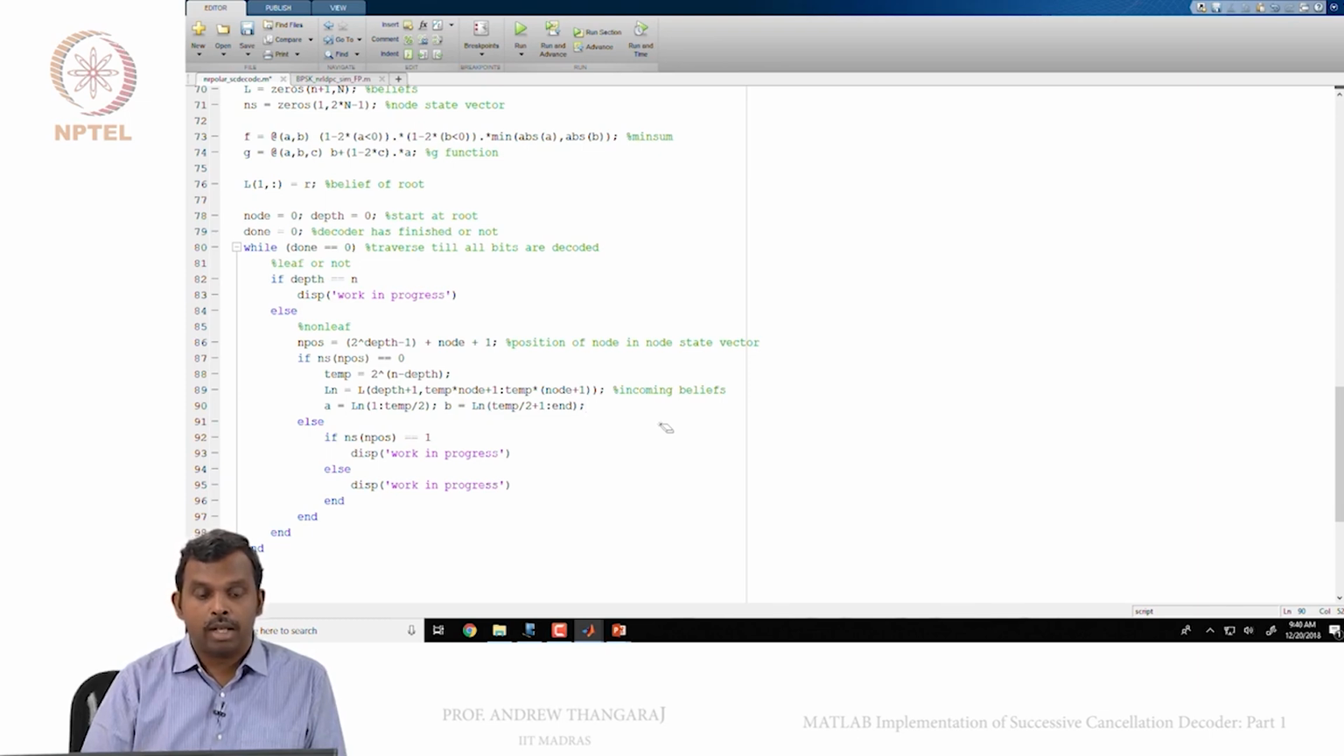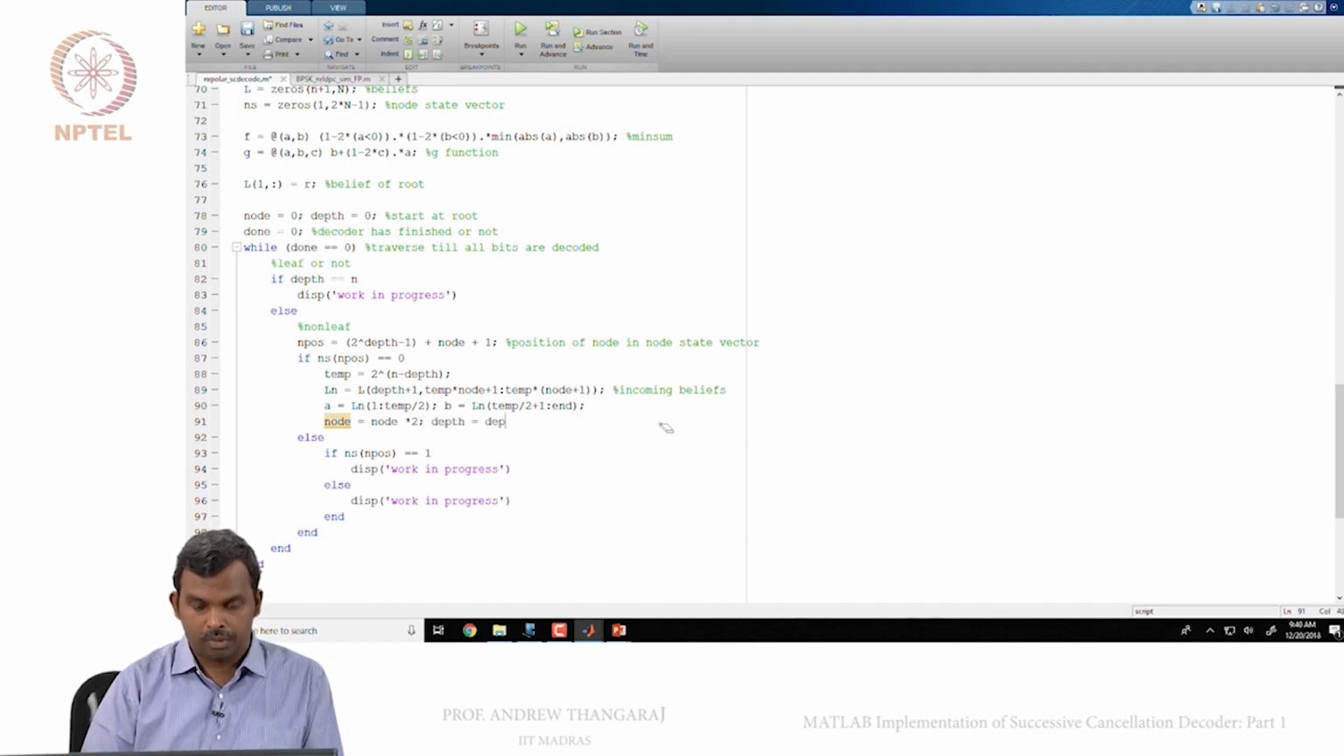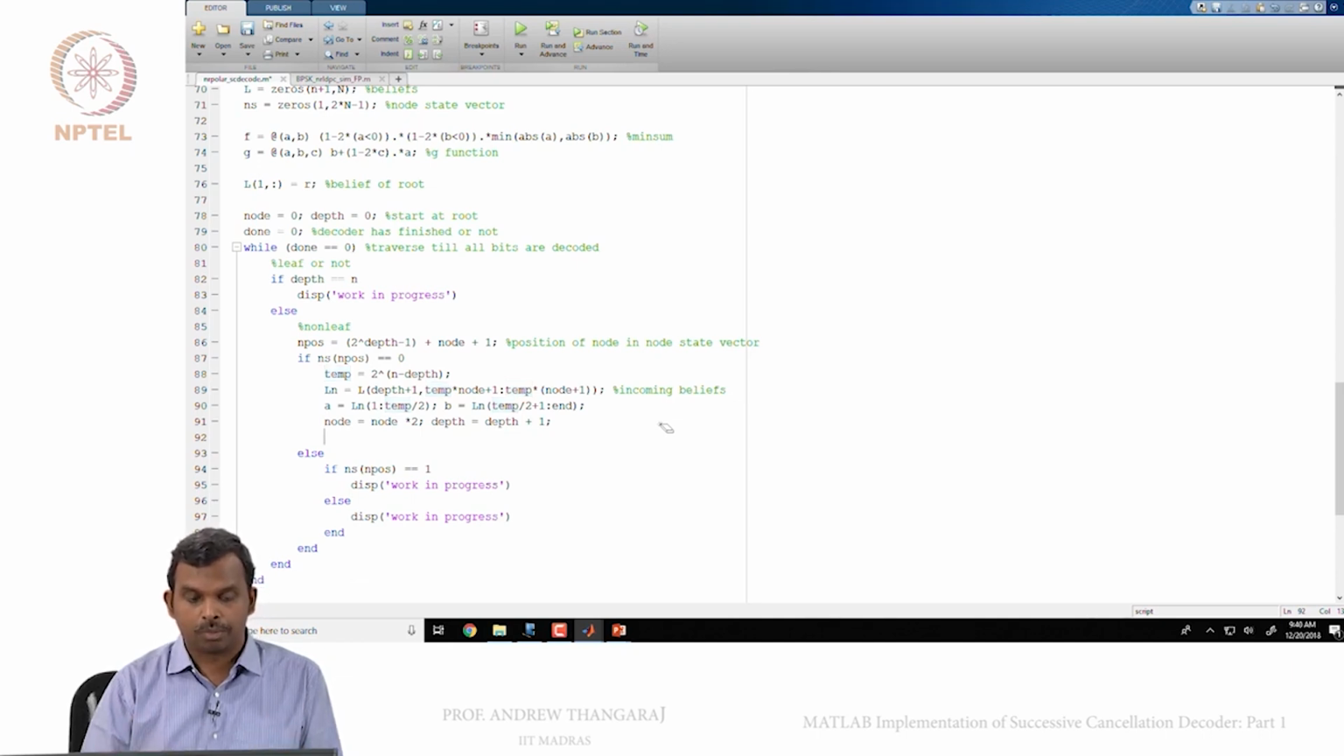Now we are ready to write down what the next node should be. If it's non-leaf and I'm at state 0, I have to proceed to the left child. How do I go to the left child? Node is node into 2, depth is depth plus 1, right? So that's what we do. And once you have the new node, you have the new temp. You've gone down in depth, so temp will become temp by 2. So it's one step down.